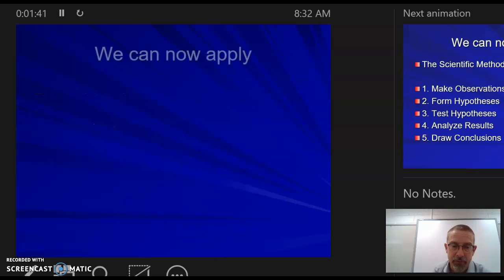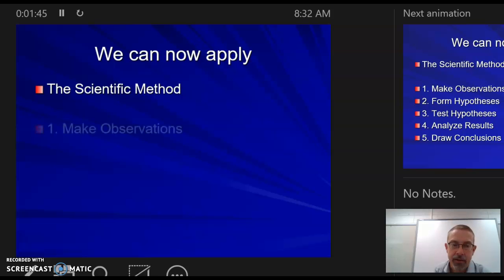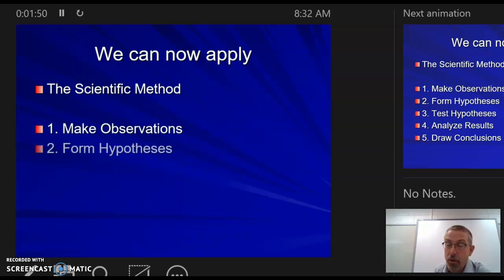Once we're aware of that, we can now apply the scientific method. In the scientific method, we're going to make observations. We're going to form a hypothesis based upon our observations, and the important thing about a hypothesis is that we can test it. If we can't test it, then it's not a hypothesis, it's just a guess. So a hypothesis will be phrased as an if-then statement. If I do this, then this will happen. And the good thing about a hypothesis is that it can be wrong.